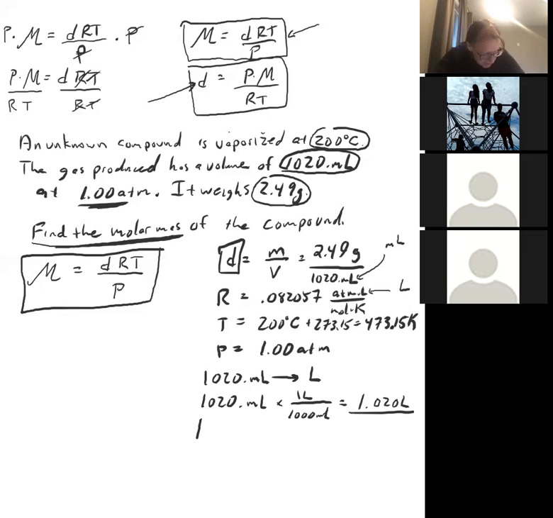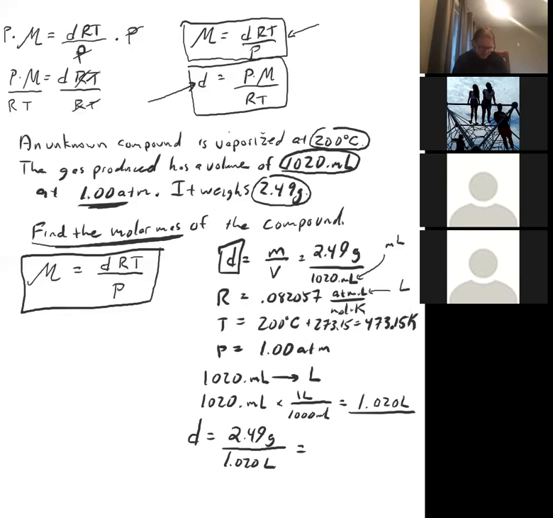So now let's calculate our density. 2.49 grams over 1.020 liters. Interestingly enough, that's pretty close to the density of seawater.